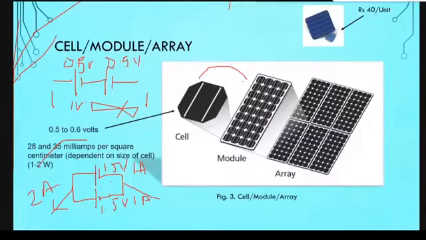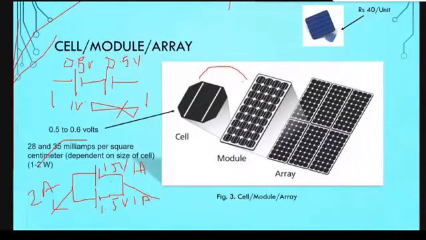Now, the solar photovoltaic system can be utilized in two modes. One mode is the stand-alone system. A stand-alone system means this system will not be connected to the power transmission line.